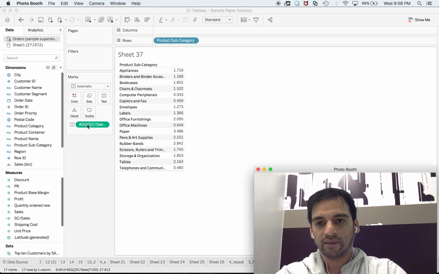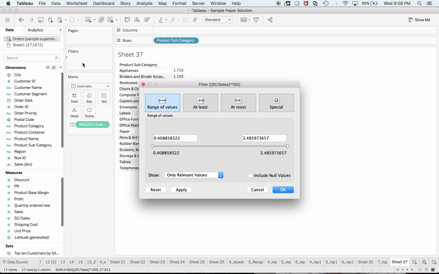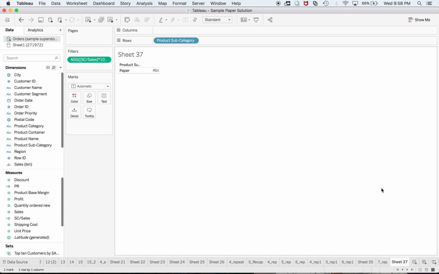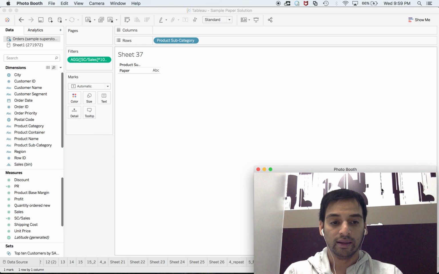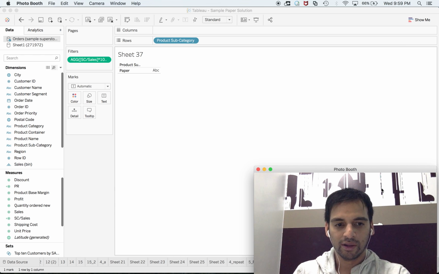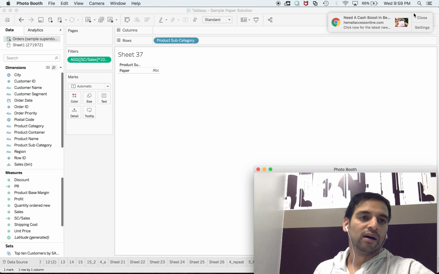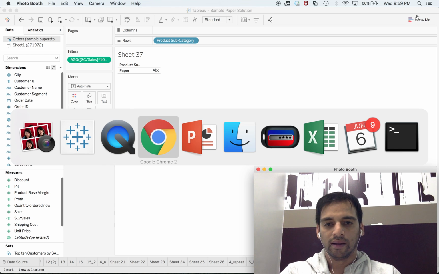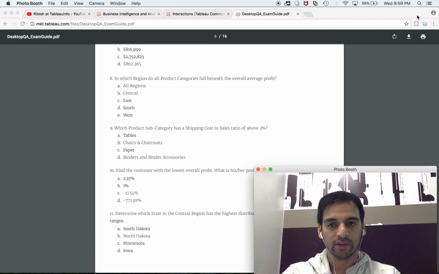Then in those cases make use of this, and it is saying at least, and you can say 3 over there, and it will filter down to those many elements within that dimension. So remember that part as well. So now there were only I think 10 or 12 over there, so it was not difficult. So these are the tips and tricks for this one.